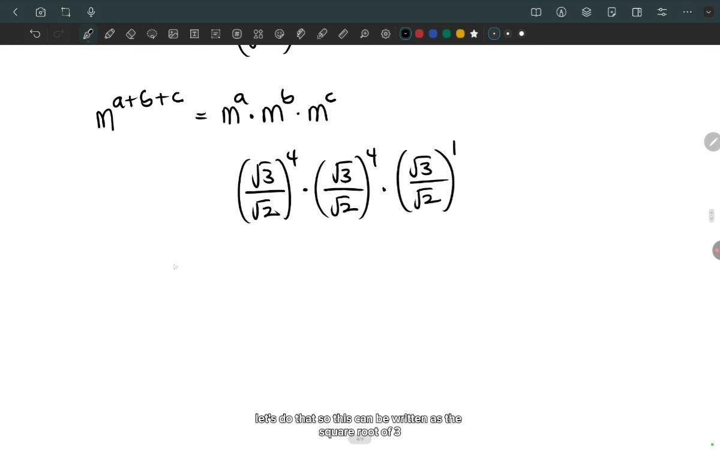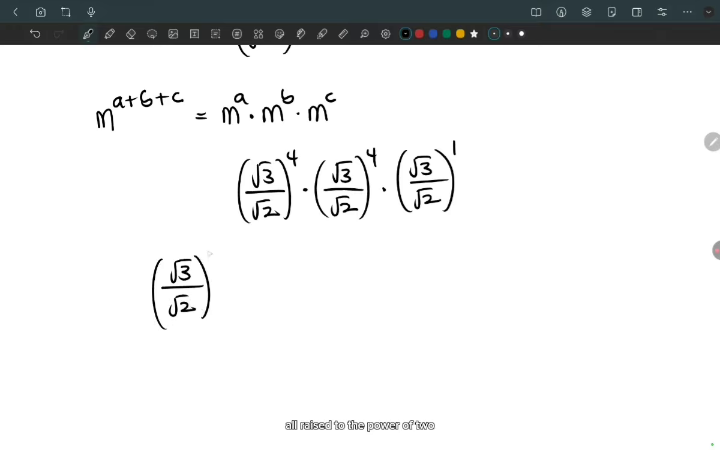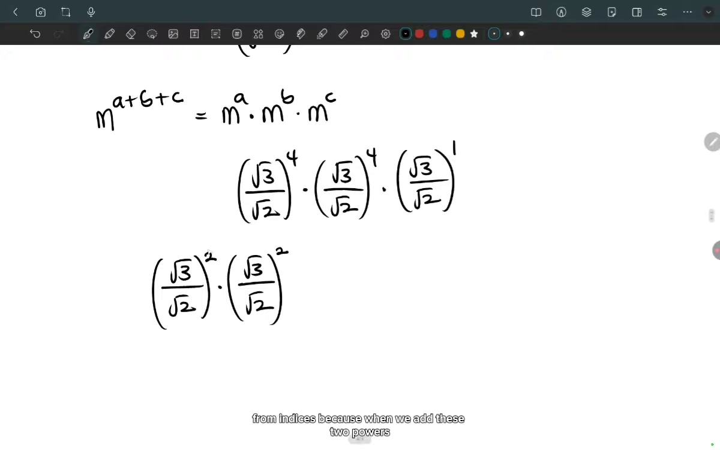So this can be written as the square root of 3 all over the square root of 2, all raised to the power of 2, times the square root of 3 all over the square root of 2, all raised to the power of 2, from indices, because when we add these two powers, it will give us 4. That is it. We'll do this the same way.